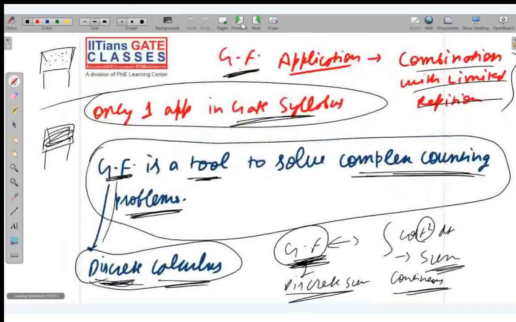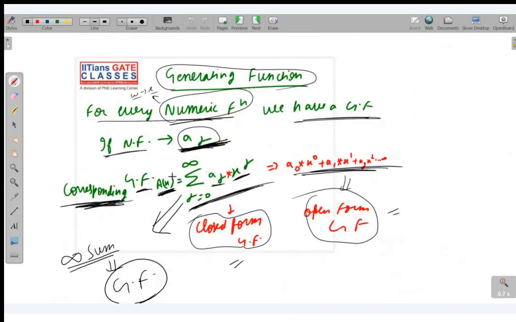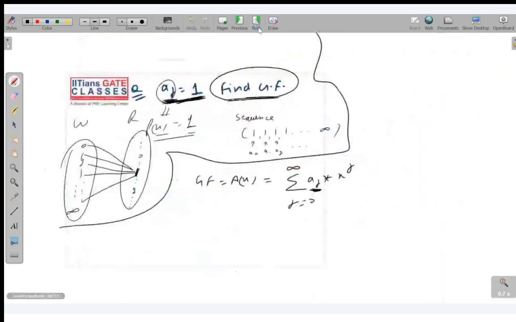If you have doubt, I have told you clearly. The definition was this only. ar is the numeric function, then corresponding to the numeric function, the generating function was sigma r equal to 0 to infinity ar into x power r. I have simply written that, I have not done anything extra. So the generating function is represented by Ax, sigma r equal to 0 to infinity ar into x power r, closed form. What is ar? ar is 1. So simply apply it: sigma r equal to 0 to infinity x power r.